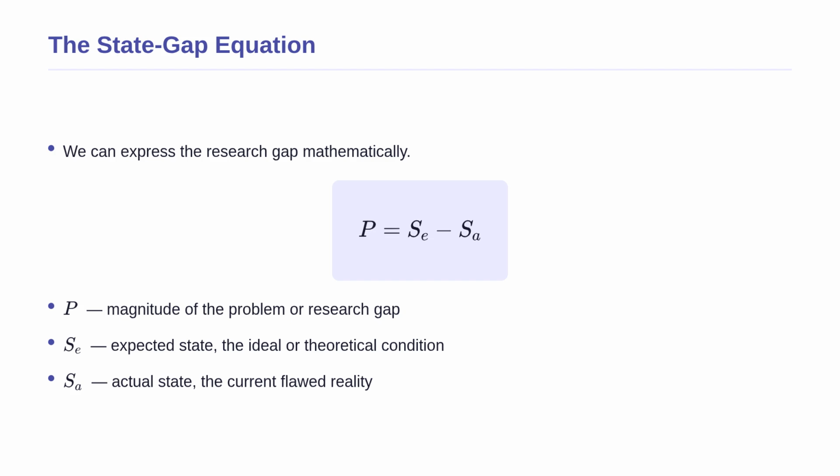If the actual state is exactly equal to the expected state, the value of P becomes 0, meaning there is no problem to research. However, as the actual state falls further behind the expected state, the magnitude of the problem P grows, indicating a stronger need for research and intervention.